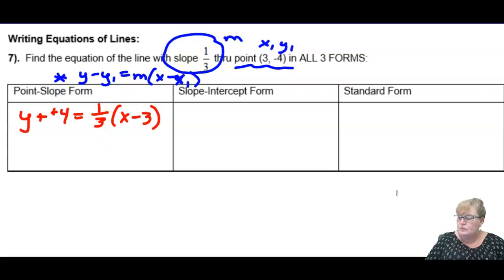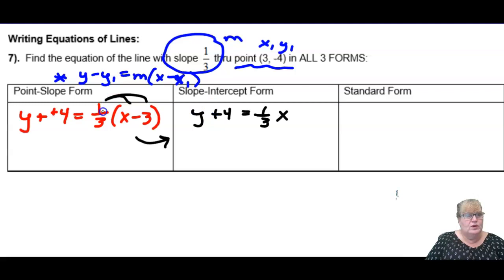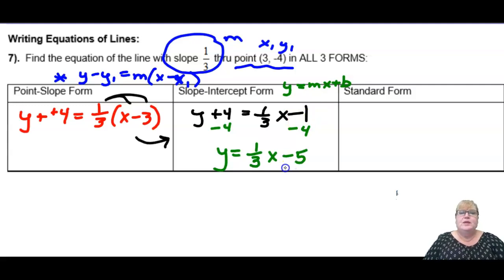So that was easy. To get that into slope intercept form, we need to do some craziness with it. So we're going to distribute over here first. 1/3 times -3 would be -1. And then we're supposed to have the y by itself, because this form says y equals mx plus b. So if we just subtract 4, and be real careful we don't make a silly mistake over here, -1 minus 4 is -5, we're good. Now we have slope intercept form.